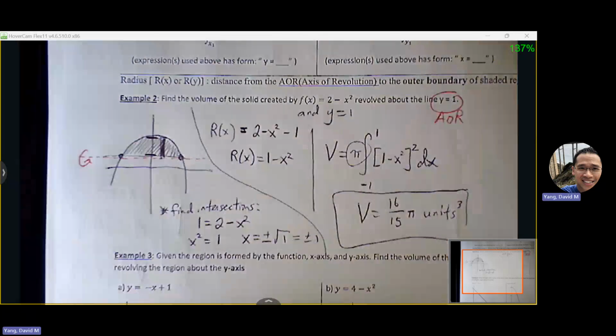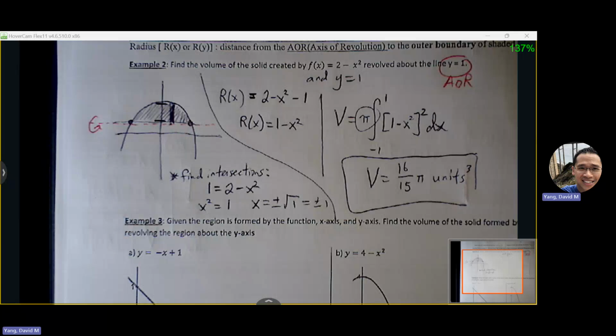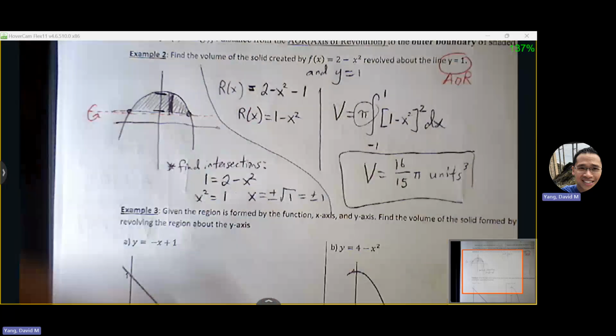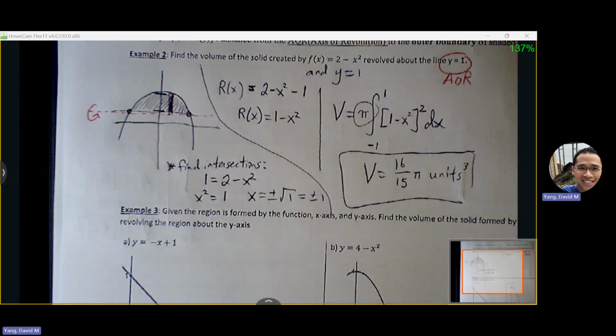Anytime that there is a rotation going on, it's always going to create these circular shapes. So pi is always going to be involved whenever we have this rotation, this volume by rotation.